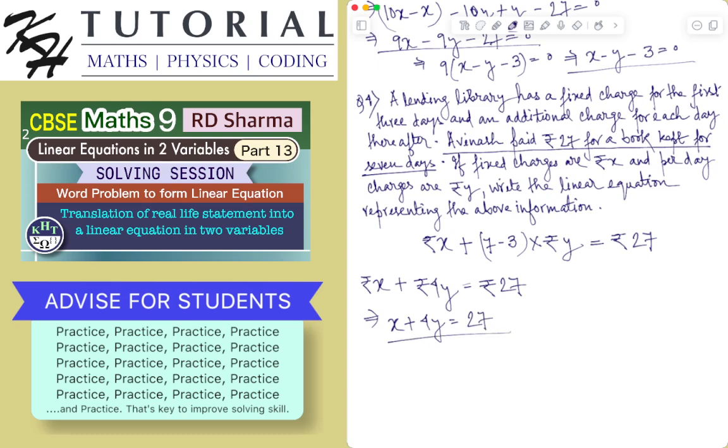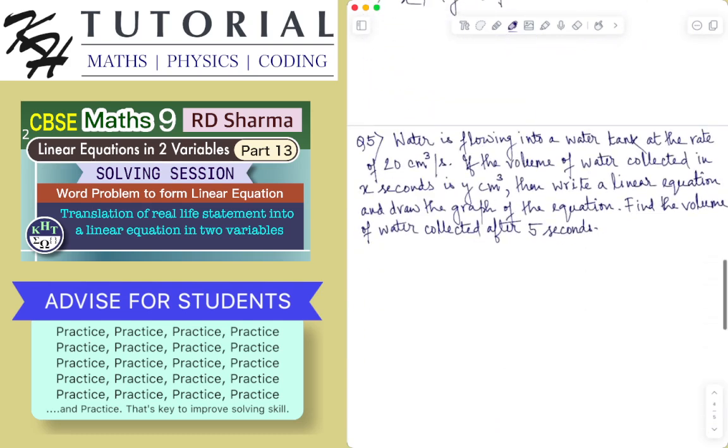So this is the linear equation in the variables X and Y, expressing the statement that Avinash was charged rupees 27 for keeping a book for 7 days, where X is the fixed charge for the first 3 days, and rupees Y is the charge for each extra day. So this is the linear equation. If you want to express the linear equation in the standard form, it will be X plus 4Y minus 27 equal to 0. Let's see the last problem.